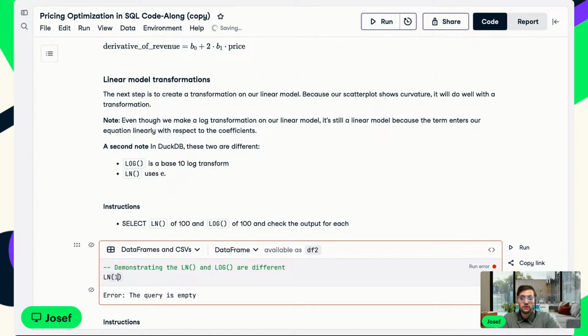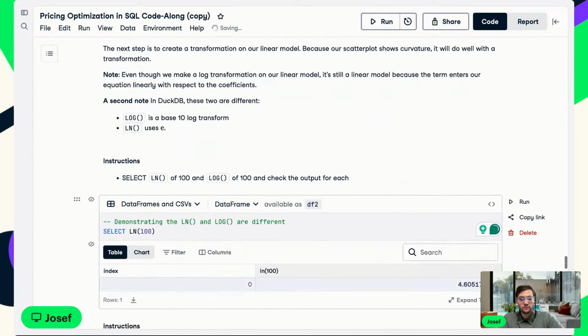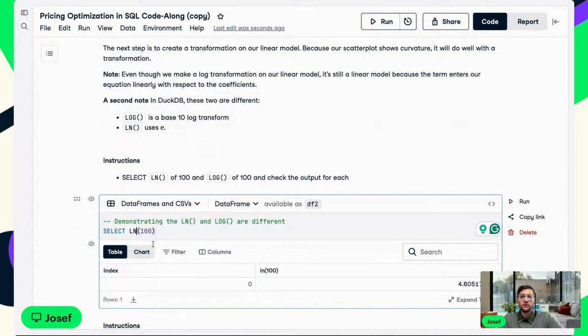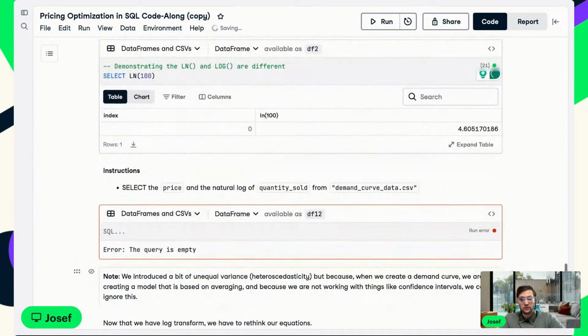So you can test which is which. Select ln of 100. We get a number, 4.60517, and it will go on. But if you were to do log of 100, you get 2 as a result, the base 10 logarithm. That's something you could test for yourself. And if you're going to be doing some modeling, you want to make sure you have that straight.